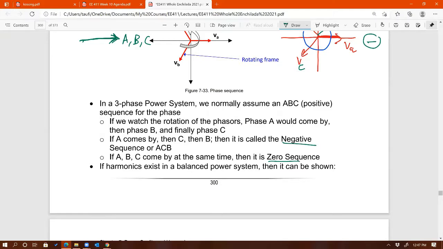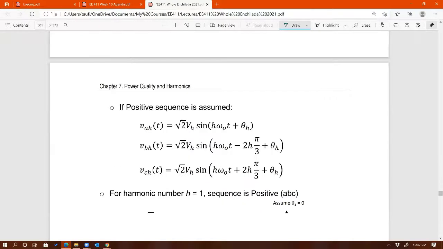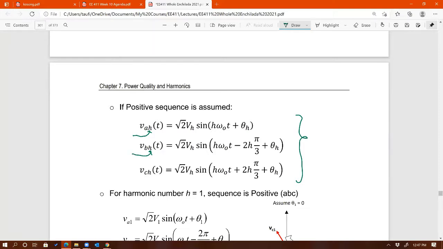If harmonics exist in the balanced power system, then the three voltages can be expressed by this equation right here. Notice that the three voltage equations, the three-phase voltages, have h in their equation. h is the harmonic number, right? So if the three-phase voltages have harmonics, then they follow these equations.